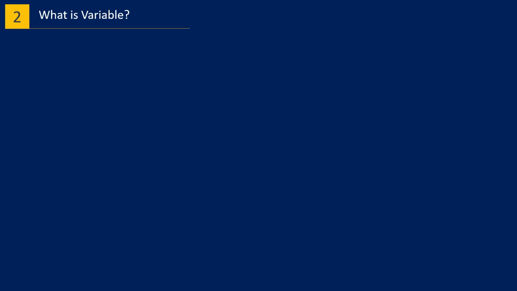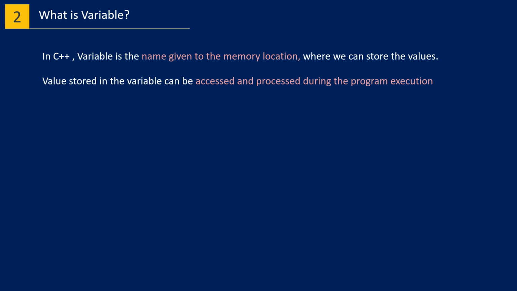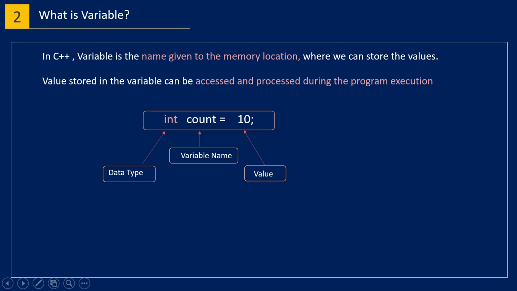So what is a variable? In C++, a variable is a name given to the memory location where we can store a value. For example, int count = 10 means count is the name of a variable and the data type is int, meaning in the count variable we can save a value of integer type, which now we have assigned as 10.